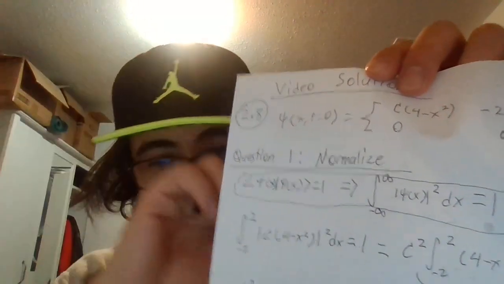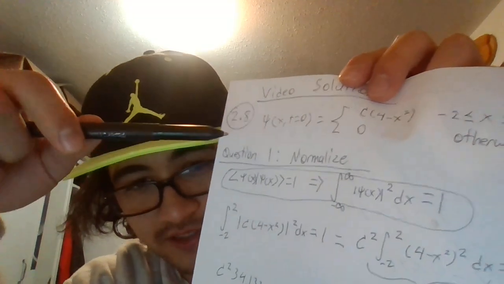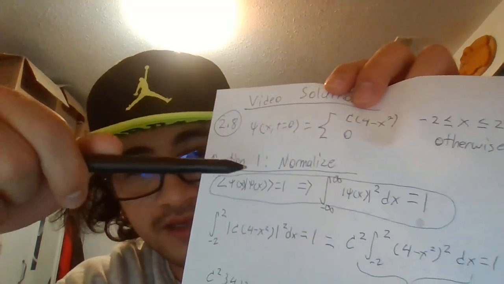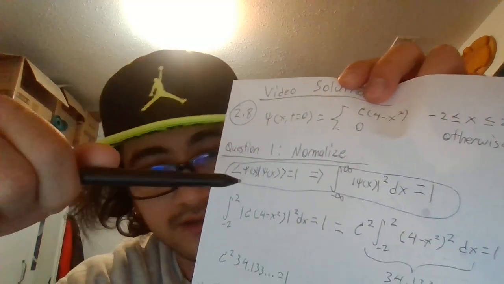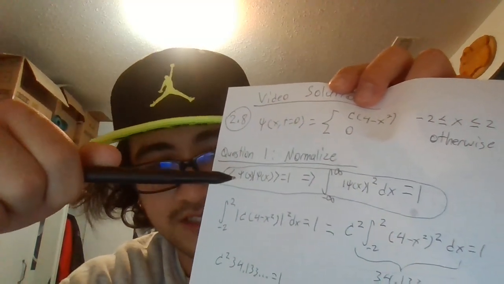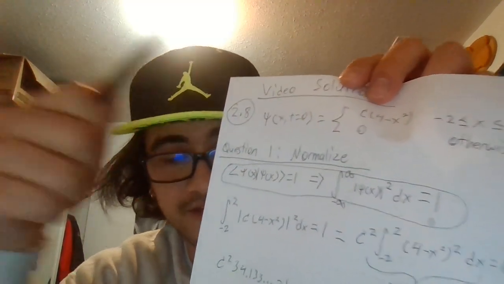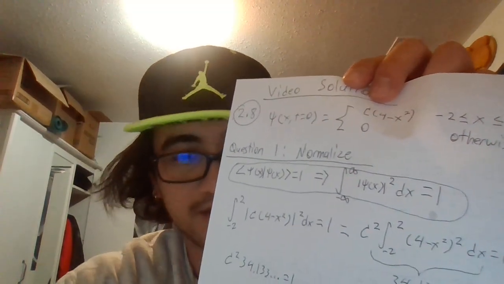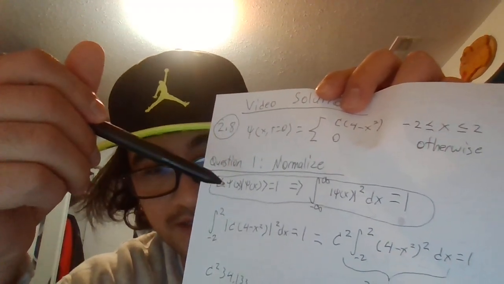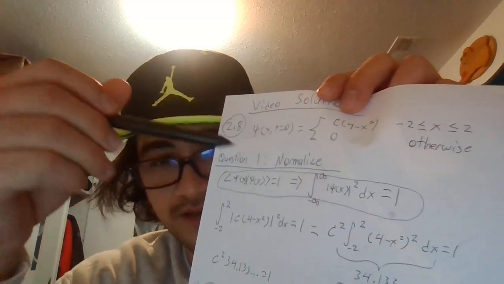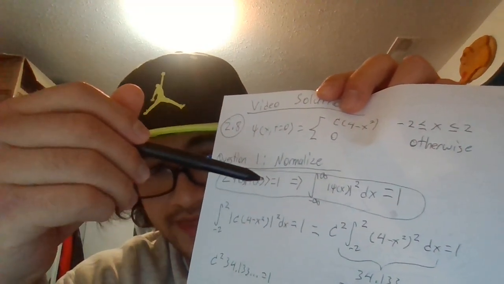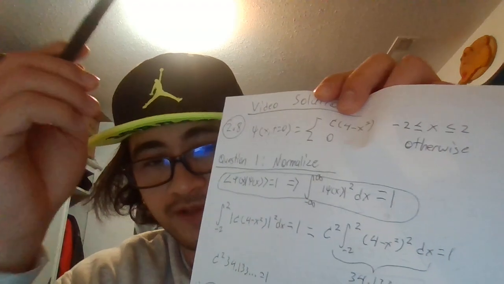And there's five parts to this problem. Question one is to normalize the wave function. The definition of normalizing is that the inner product of the wave function with itself equals 1.